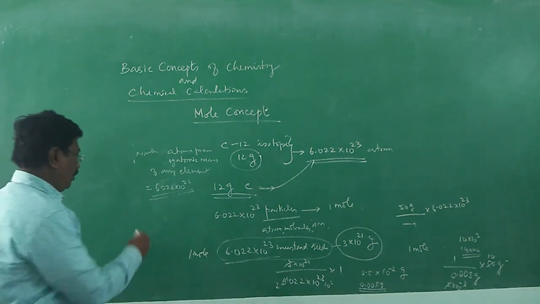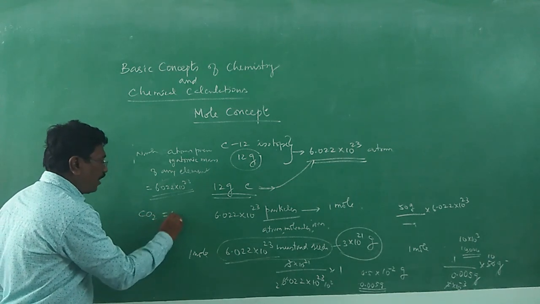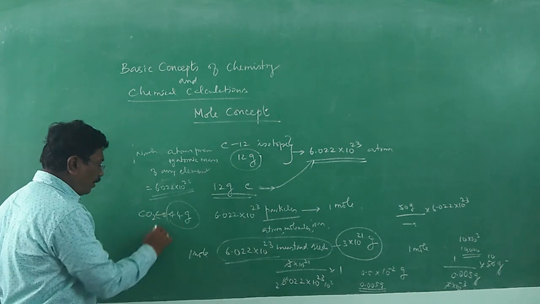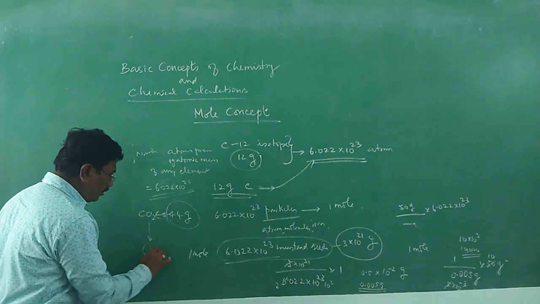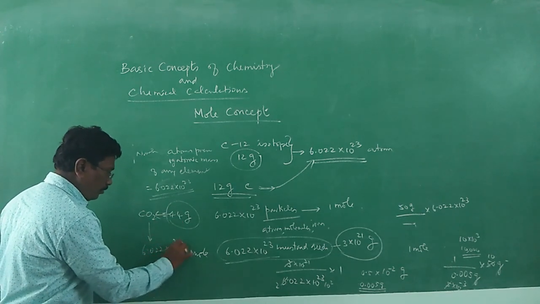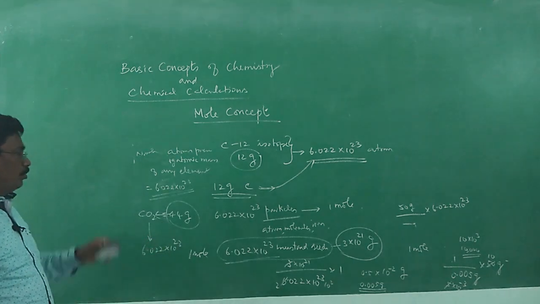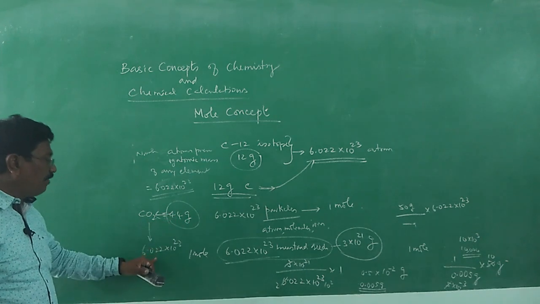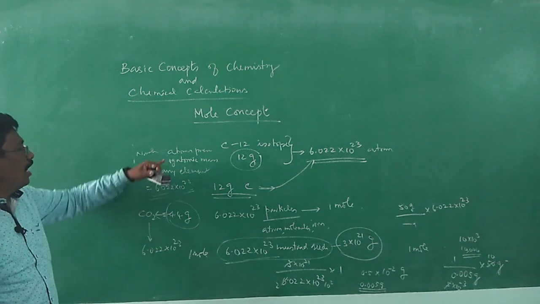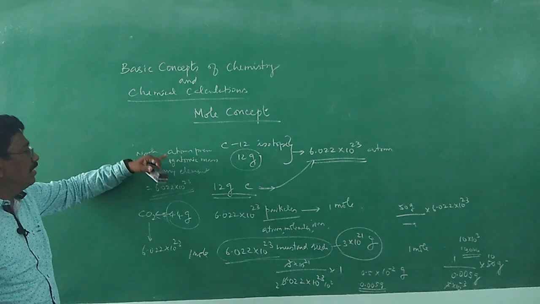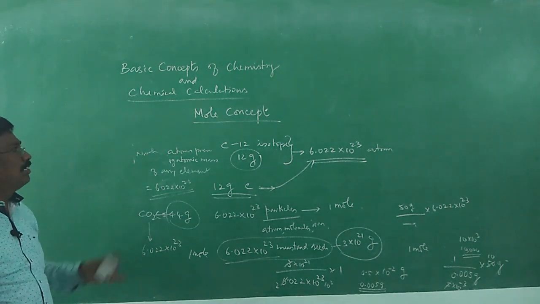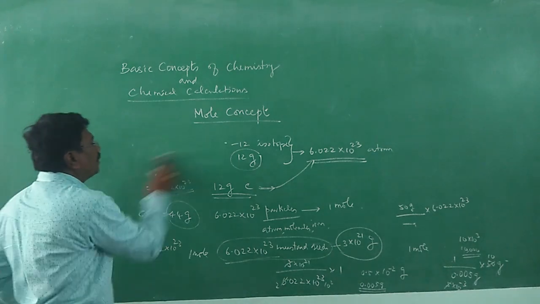Likewise for molecules. For carbon dioxide, molecular mass is 44. 44 gram of carbon dioxide corresponds to how many molecules? 6.022 into 10 power 23 molecules. So, 1 molecular mass of any substance in gram will contain Avogadro number of molecules. 1 atomic mass of any element in gram will contain Avogadro number of atoms. So, that is a very simple concept of mole.